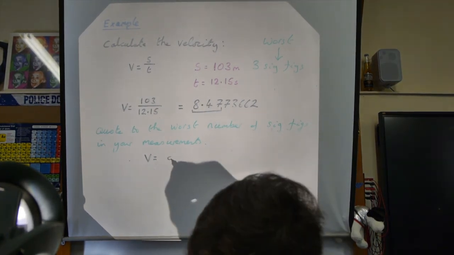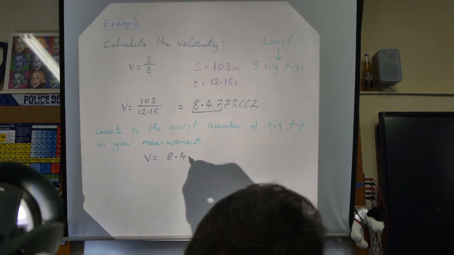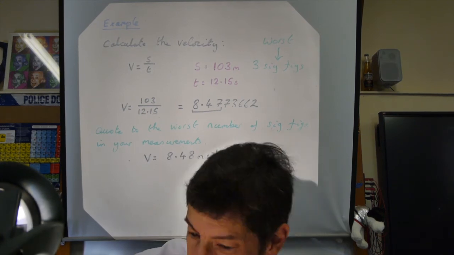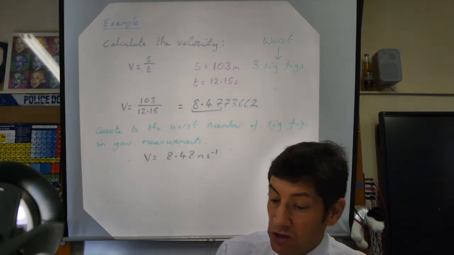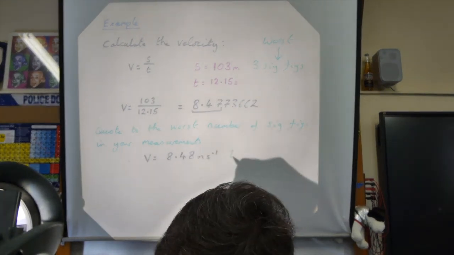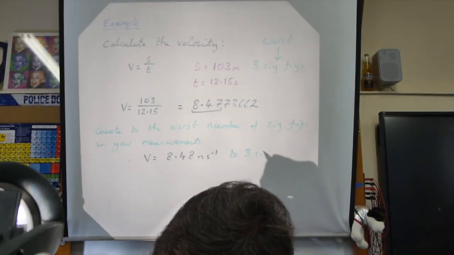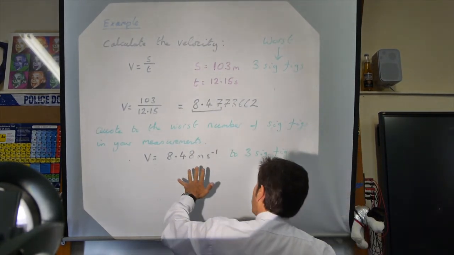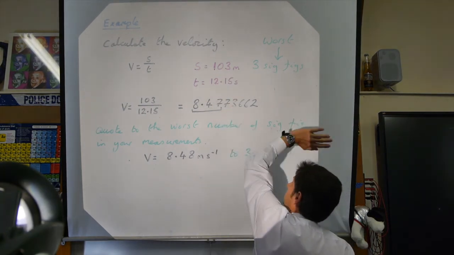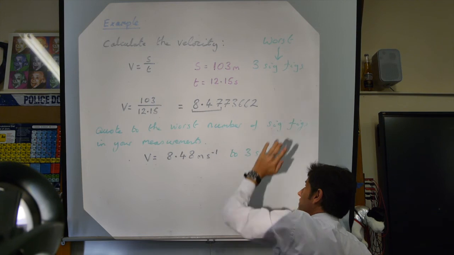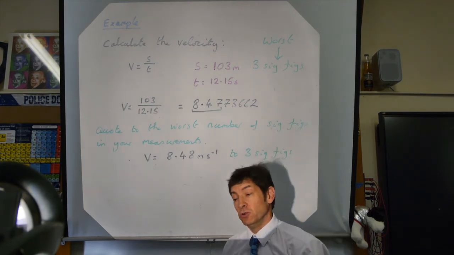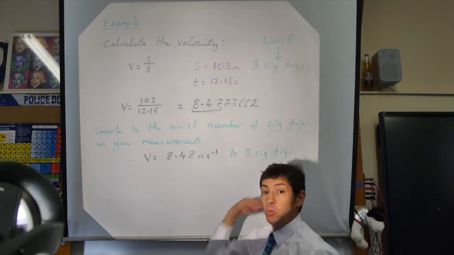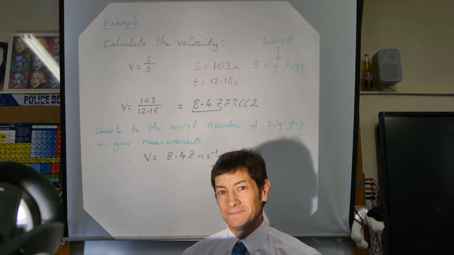So the velocity is 8.48 meters, oh, perhaps I should do it properly like that, meters per second. And you can say after that, to 3 sig figs. Obviously, in this case, it has to be. If you had more significant figures here, like 10 and 10, you could still quote to 3 significant figures. The choice is yours, but you can't quote more significant figures than the worst measurement that you've got.